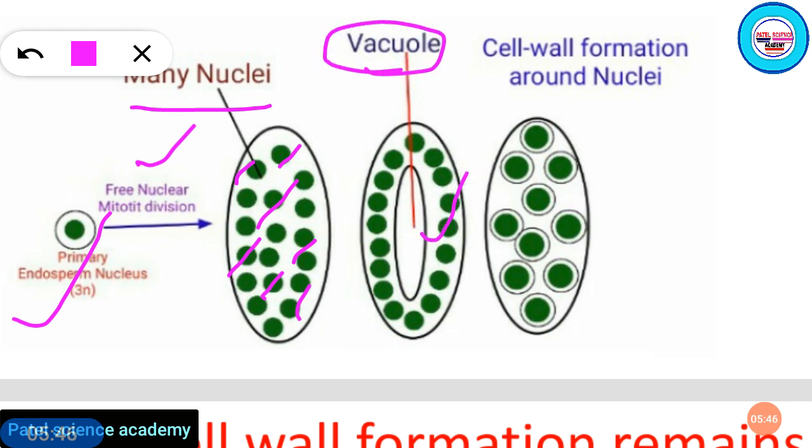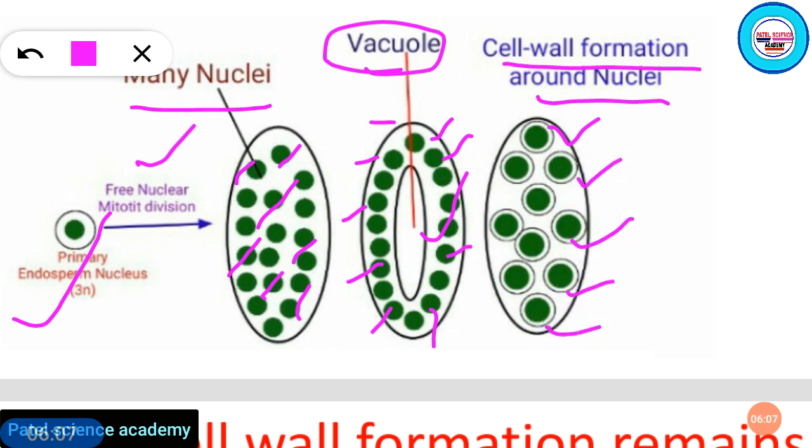So the vacuole develops, and this vacuole pushes all the nuclei towards the periphery. You can see here all the nuclei go towards the periphery in this structure. So what happens? At last the cell wall forms around the nucleus. So each nucleus eventually gets protected by the cell wall. So the cell wall is formed there, but at last.